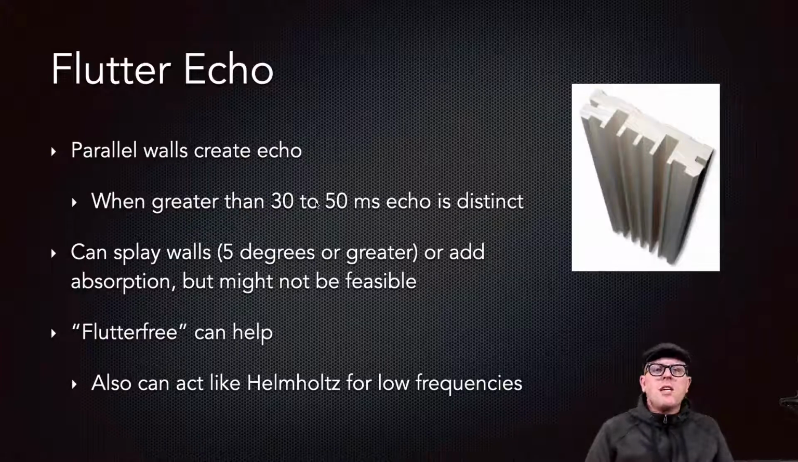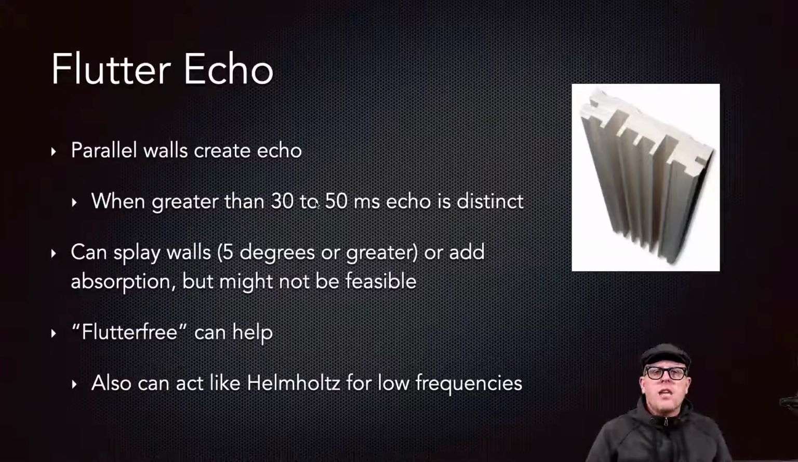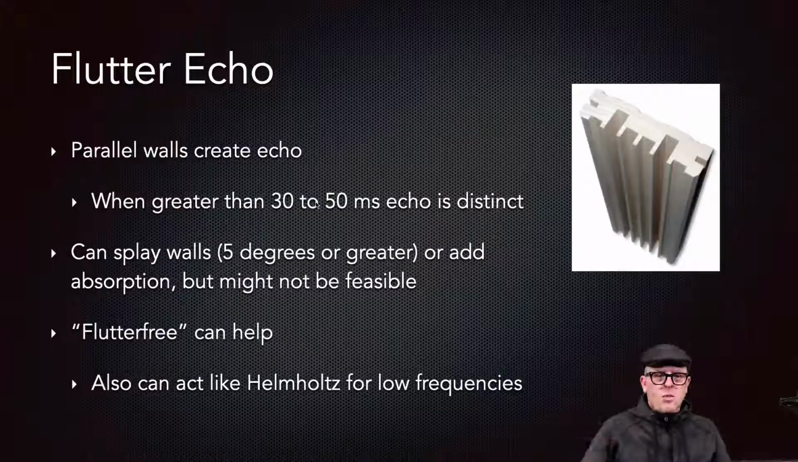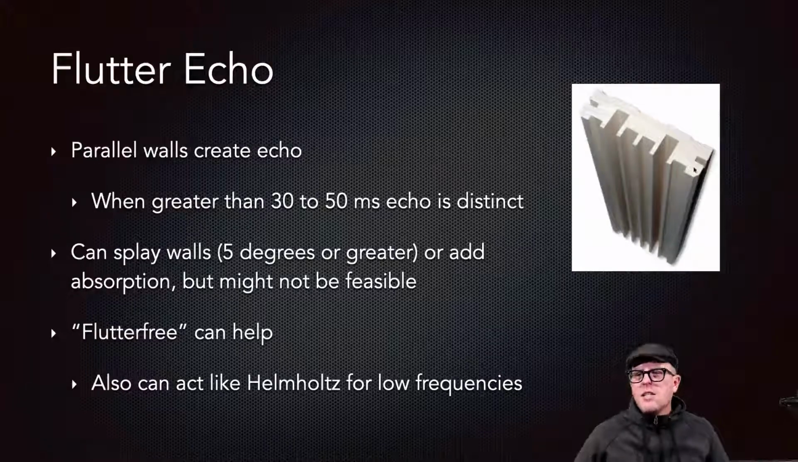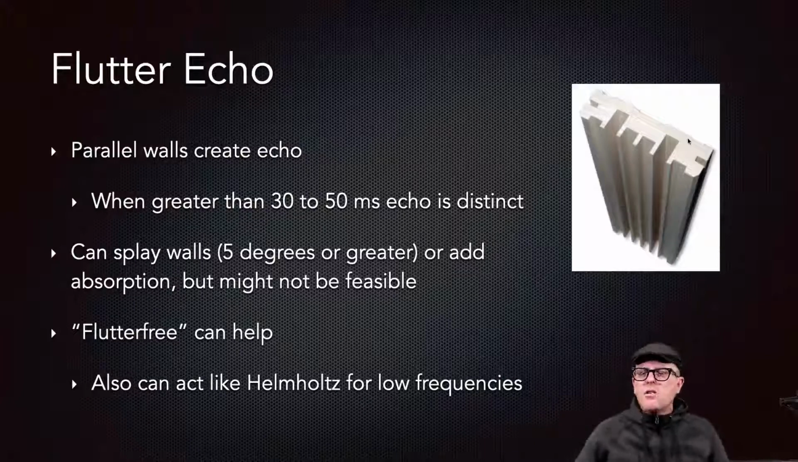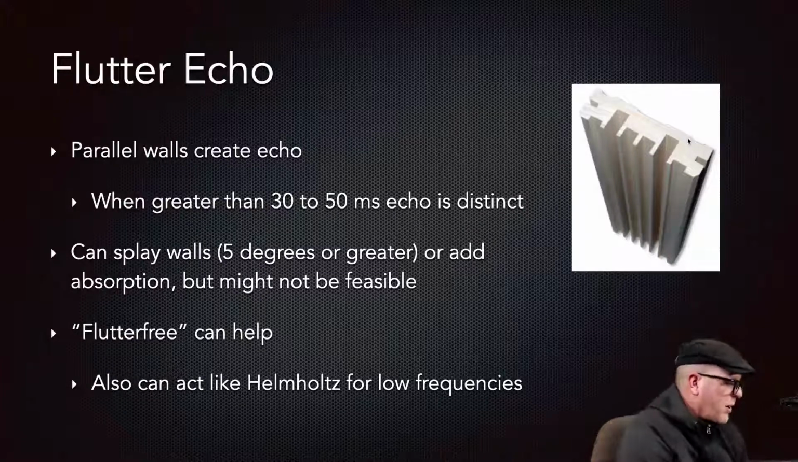So if you're going into a space that has parallel walls and you need to do something about that, you can use these things called flutter frees. This image is taken from the RPG site. They're basically small versions of QRD diffusers, and what they do is diffuse the energy around. Because they're so small, actually I have one right here, they're going to work pretty well at the high frequencies.